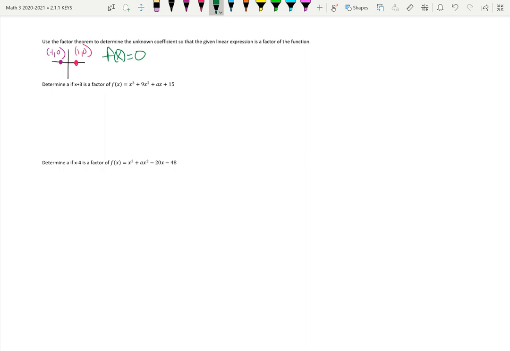You also have to understand that you need to plug in what equals 0. So if x plus 3 is a factor, well, I know the output has to be 0. Hence, we are going to substitute x is equal to negative 3 into my function.